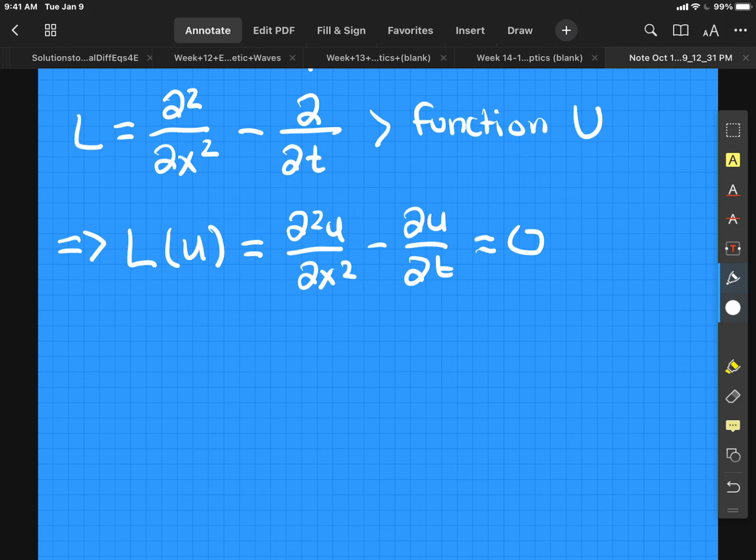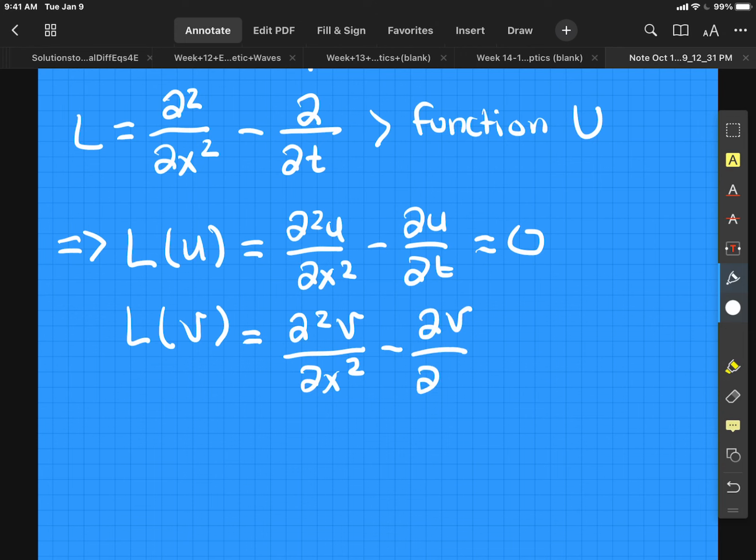We can use basically any variable as long as, again, it matches whatever we're dealing with. So for another example, we can use the variable v. In this case, it'll be the exact same thing, except we replace the u in our differential equation with v. So again, this would be partial squared v over partial x squared minus partial v over partial t, and again, that just equaling 0.